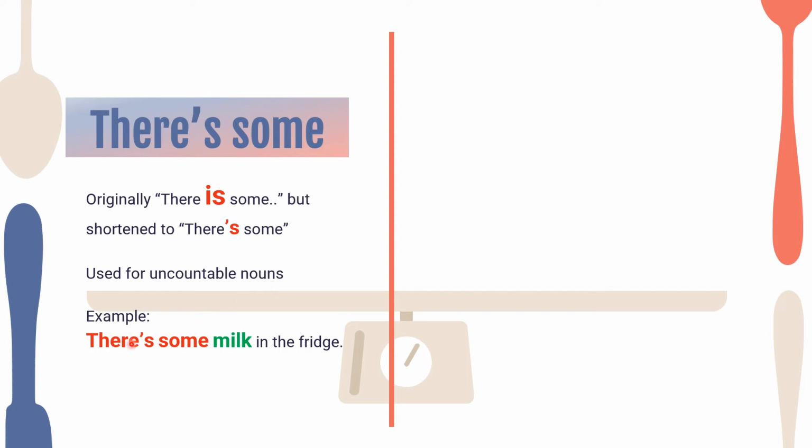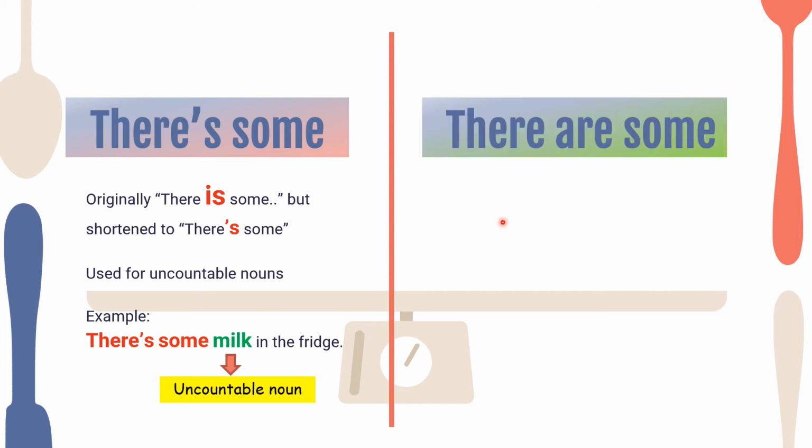For example, there's some milk in the fridge. Notice that we use there's some for milk. Why? Because milk is an uncountable noun. You cannot count milk.